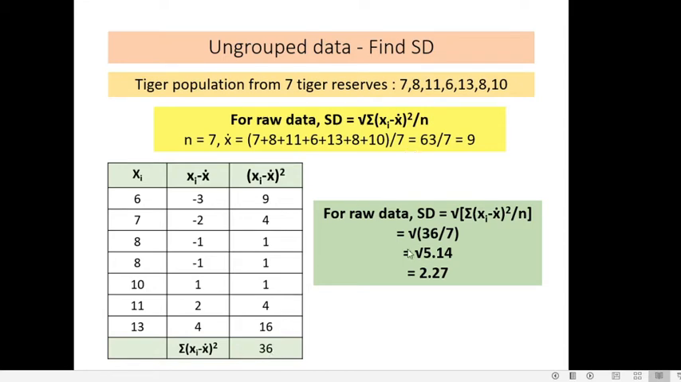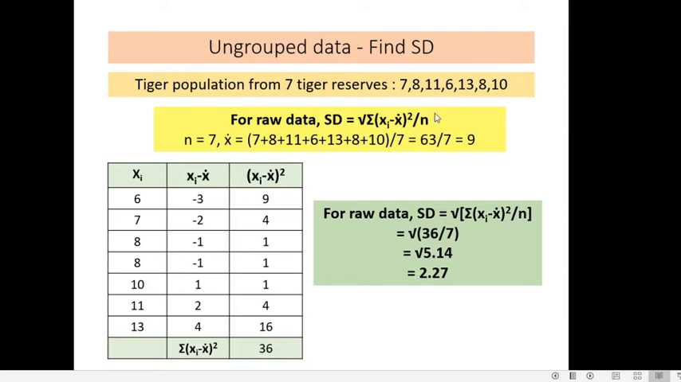Now we go to the formula again. For raw data like this, standard deviation is equal to the square root of sigma (xi minus x dash) the whole square by n, and sigma (xi minus x dash) the whole square is 36. N is equal to 7 because we have 7 observations. So it is the square root of 36 by 7, or the square root of 5.14, and the answer is 2.27. So how do we represent the answer?